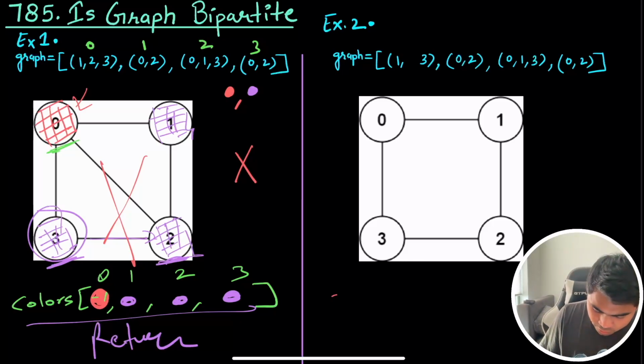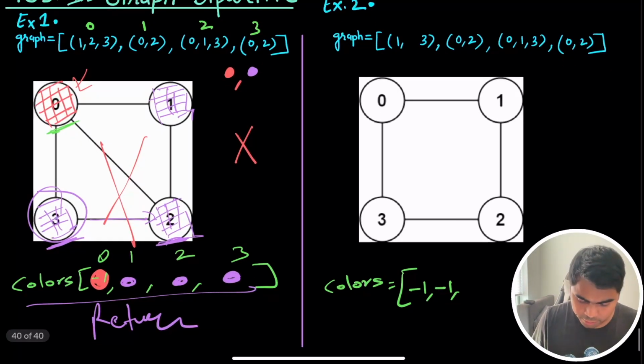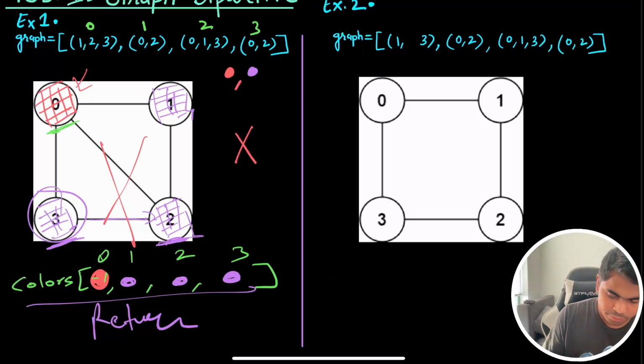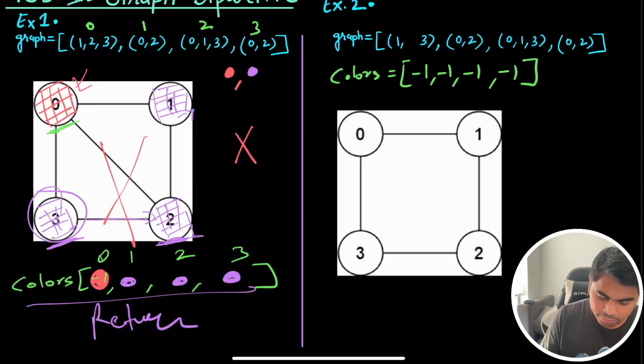But we can again have the same coloring applied to it. So we'll have colors, initially all -1, and then there are 4 nodes, so we'll have them assigned. Let's say red is 0 and violet is 1. Now we can assign the colors.